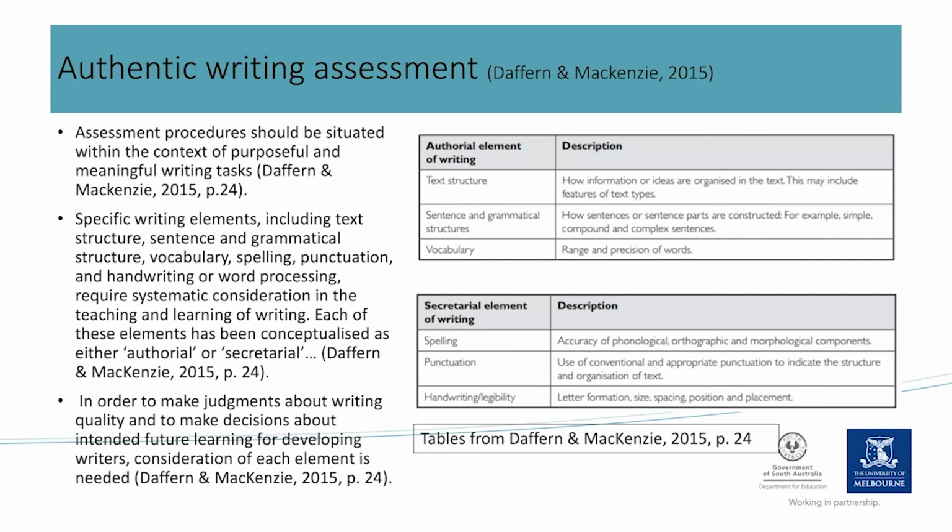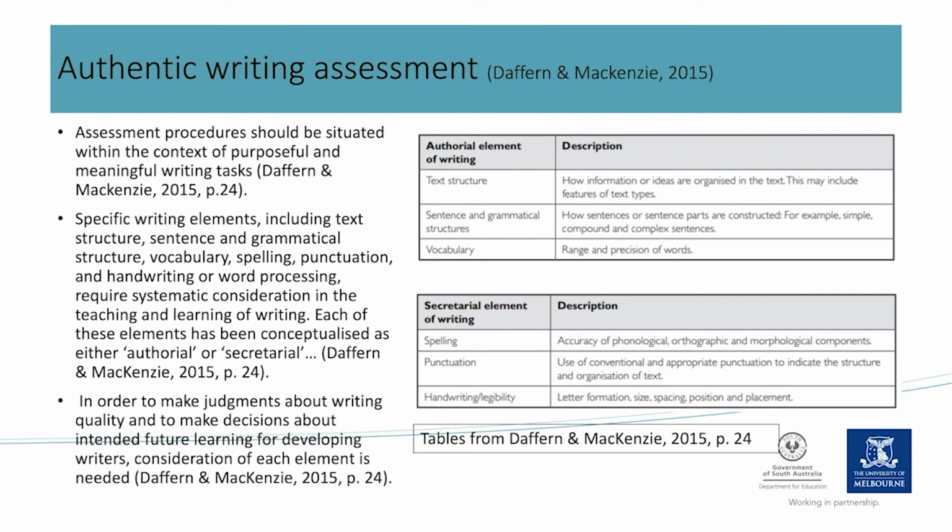Daffern and Mackenzie argue, along with many others, for the importance of providing feedback to students on their writing. In order to provide a balance of feedback, they argue for assessing both the authorial aspects of writing, that is, the craft of writing, the text structures, grammar, sentence use, and the vocabulary choices used by writers. Additionally, of equal importance are the secretarial aspects of writing, such as spelling, punctuation, and handwriting.